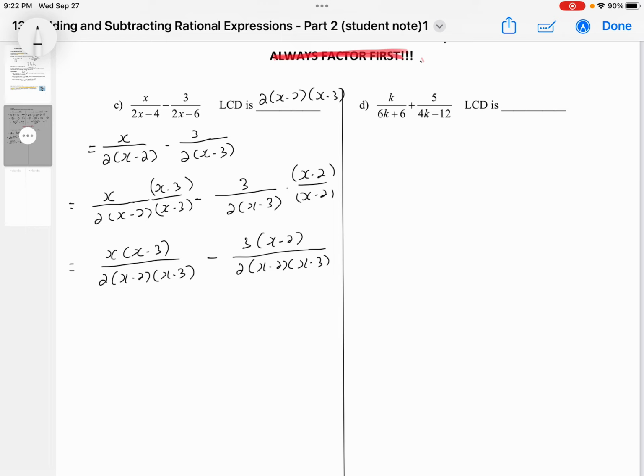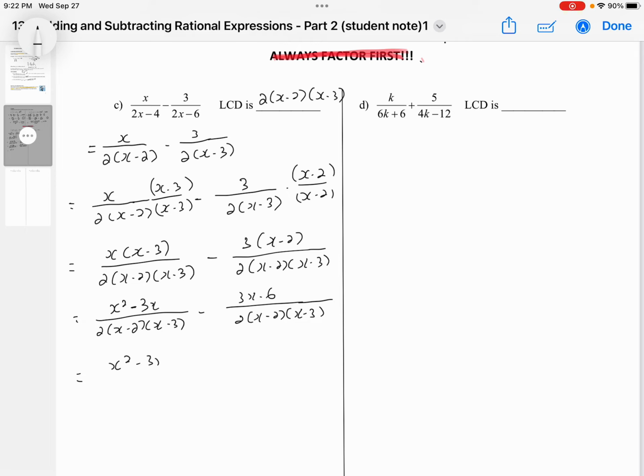So, little problem here, though. The numerators have this distribution that has to happen before I can be subtracting these. So it's x squared minus 3x all over this 2x minus 2 and x minus 3. And this is minus 3x minus 6 all over 2x minus 2 and x minus 3. And now finally I can put them together over one denominator.